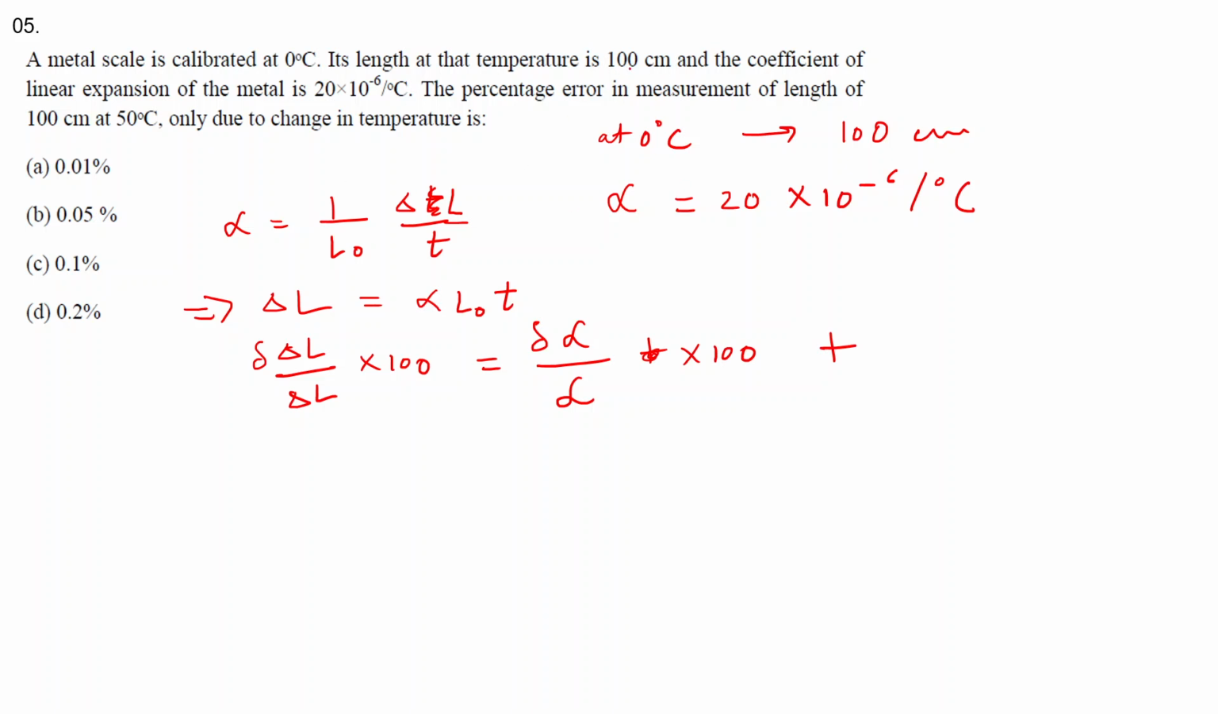So the scale length at that particular temperature is 100. So L naught will not have any error. Then delta T by T into 100, right? So this will be delta alpha by alpha, sorry, the change into, we have been given the value of alpha, this is 20 into 10 to the power minus 6.